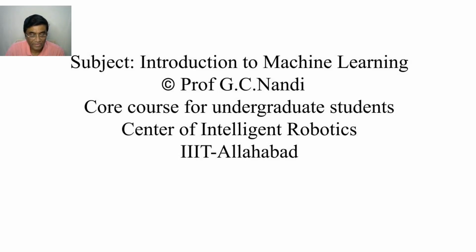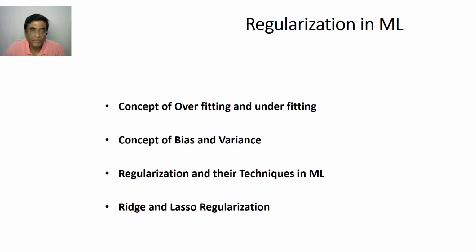So, let us start our discussion on some very useful concepts in machine learning model development. Specifically, we'll talk about the concepts of overfitting and underfitting, bias and variance, and regularization and its techniques. Specifically, two kinds of regularization, that is L2 and L1 regularization, L2 or ridge, and L1 or lasso regularization. So these are all very, very useful concepts in designing a machine learning model.